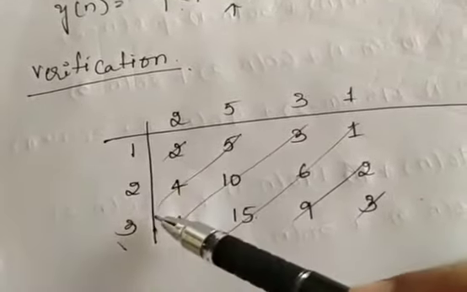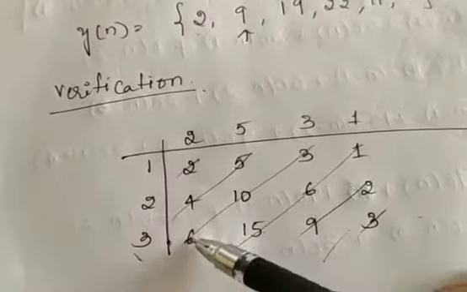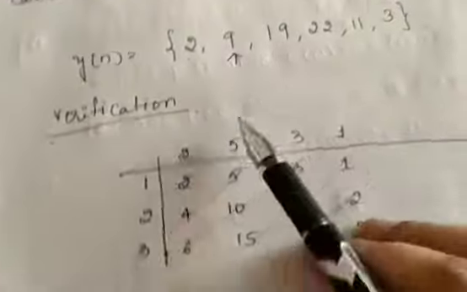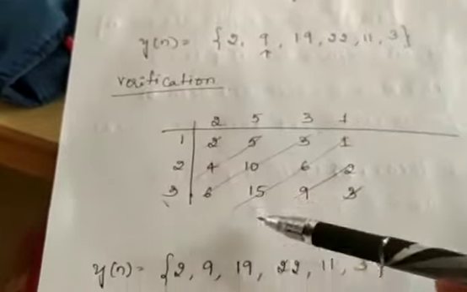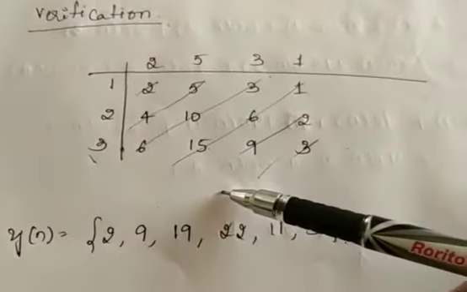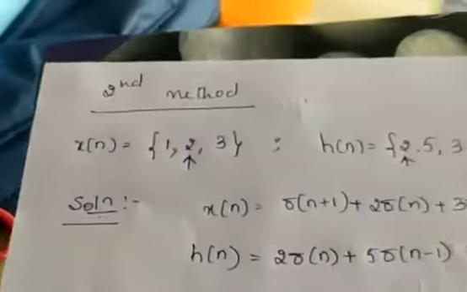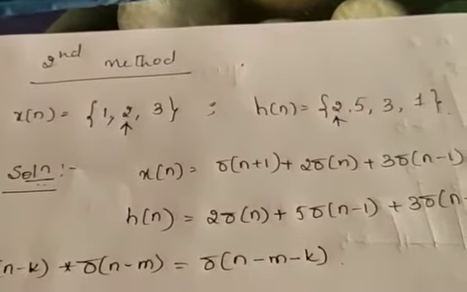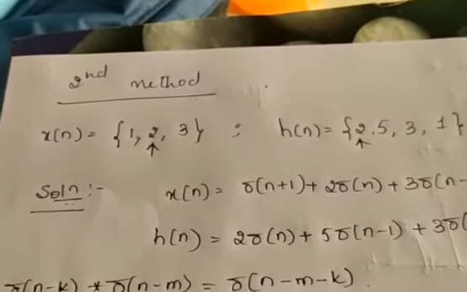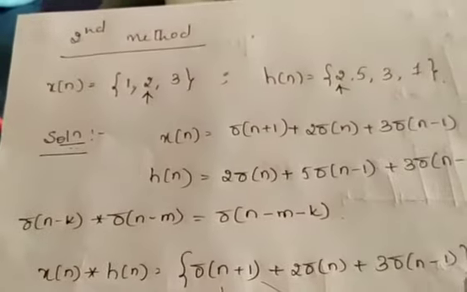Now add the values diagonally. That is 2, 5 plus 4, 9, then 19, 22, then 11, 3. Now match the result. You got the same result, right? So when both the signals are finite, then the convolution sum can be verified like this. And there is one more method to compute the convolution sum. The previous method can be used if they mention you should compute the convolution sum graphically. If they haven't mentioned that, then you can go for this method. That is only for finite convolution sum.